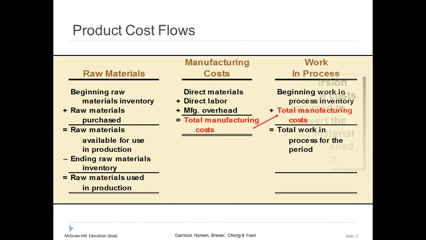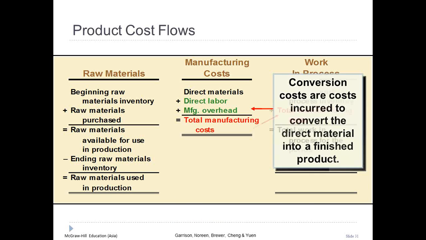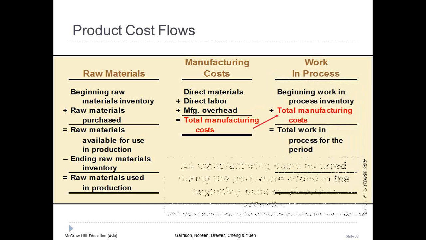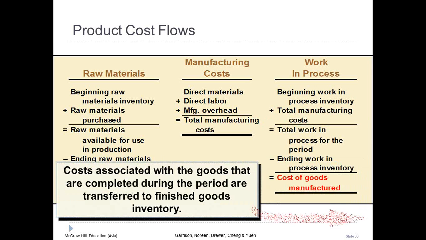Direct labor and manufacturing overhead are also called conversion costs used in production, and these are added to direct materials to arrive at total manufacturing costs. Total manufacturing costs are added to the beginning work in process to arrive at total work in process. The ending work in process inventory is deducted from the total work in process for the period to arrive at the total cost of goods manufactured.